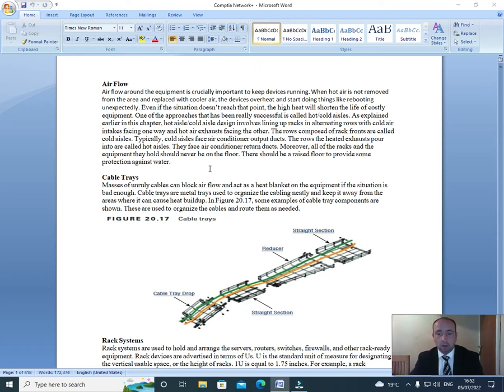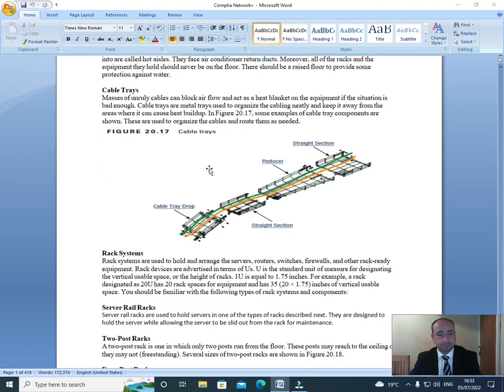Moreover, all of the racks and the equipment they hold should never be on the floor. They should be on a raised floor to provide some protection against water. Cable trays. Masses of unruly cables can block airflow and act as a heat blanket on the equipment if the situation is bad enough. Cable trays are metal trays used to organize the cabling neatly and keep it away from the areas where it can cause heat buildup. Figure 20.17. Some examples of cable tray components are shown. They are used to organize the cables and route them as needed.